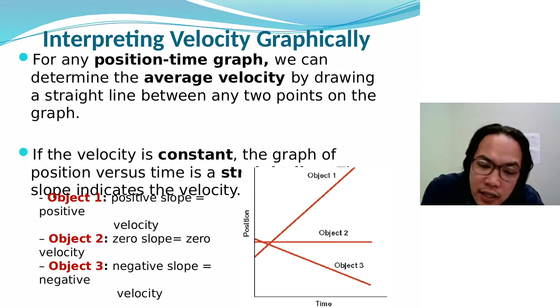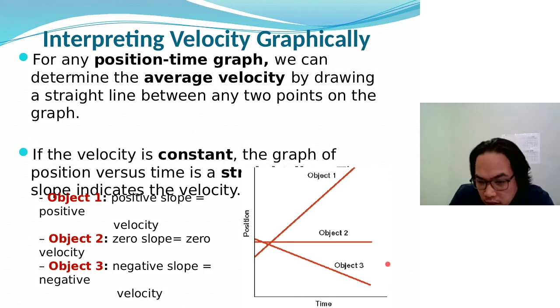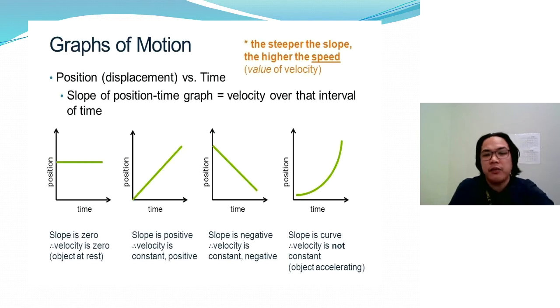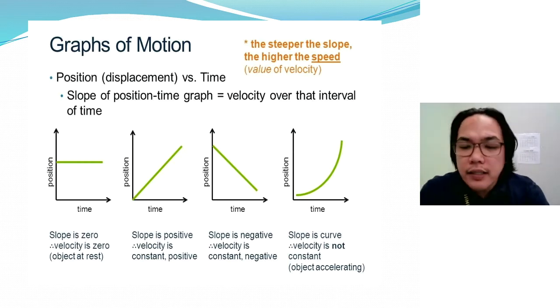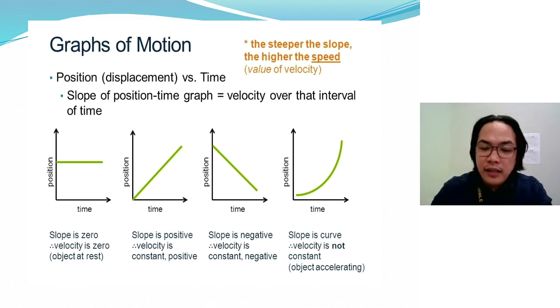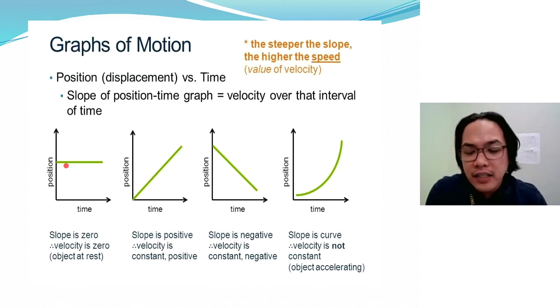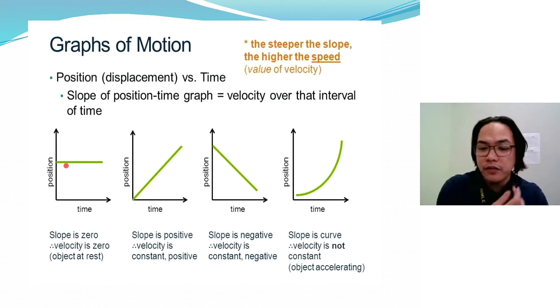So if velocity is constant, the graph of position versus time is a straight line. So for object 1 here, the velocity is positive, constant. For object 2, 0, not moving. For object 3, negative velocity. So here are some examples that I want you to familiarize. The steeper the slope, the higher the velocity or speed will be. And again, the green line here represents your velocity. So your slope is your velocity.